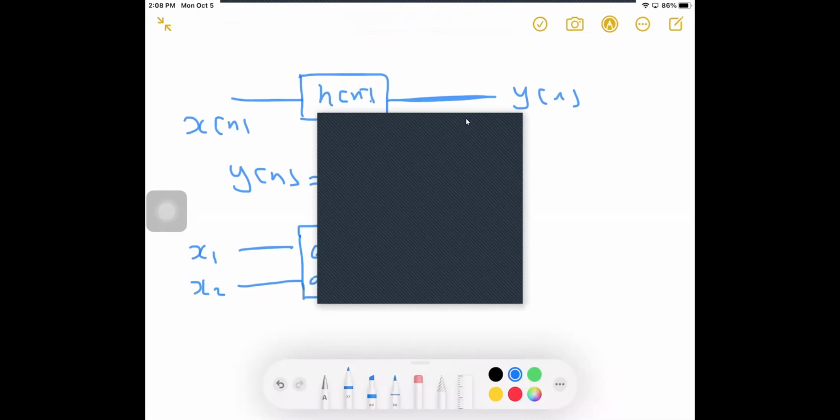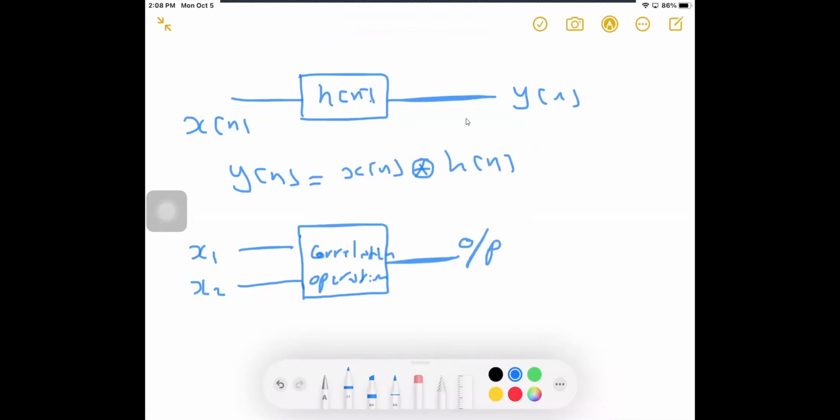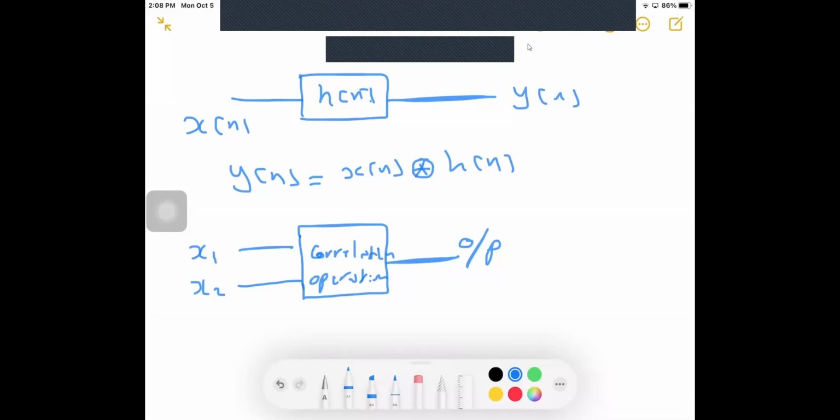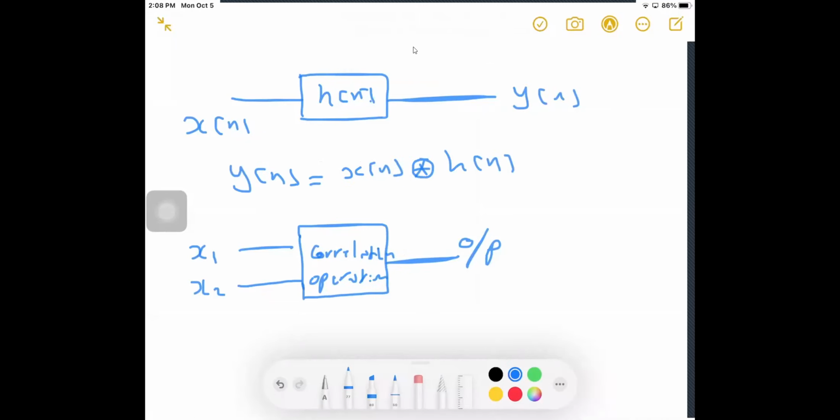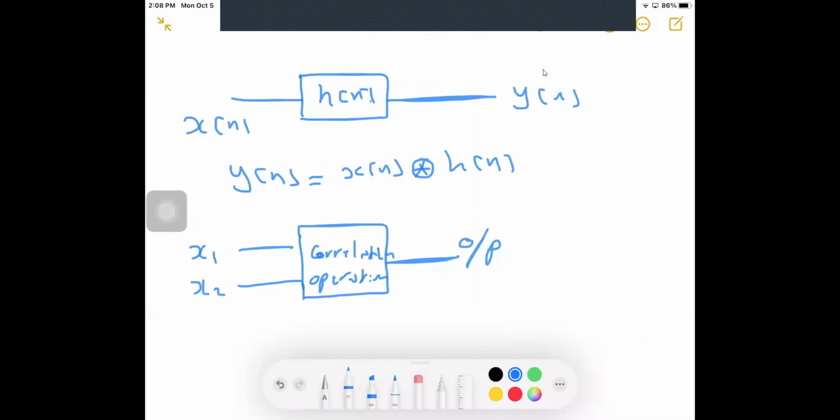So the correlation process is used for what? Is used to determine the similarity of the signals. So we may have two similar signals, or we may have two different signals. In communication, when we use correlation, we are using correlation for what? To determine the friend signals or to determine the enemy signals, okay? So either they are the same or they are different. Well, this is the benefit of the correlation. Okay, so by now we have talked about the correlation and the convolution process.